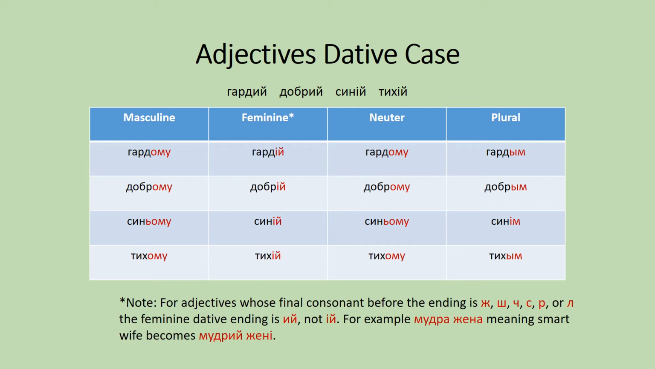Tychomu. Tychej. Tychomu. Tychom. Note, for adjectives whose final consonant before the ending is zh, sh, ch, s, r, or l, the feminine dative ending is I, not E. For example, mudra žena, meaning smart wife, becomes mudrý ženi.